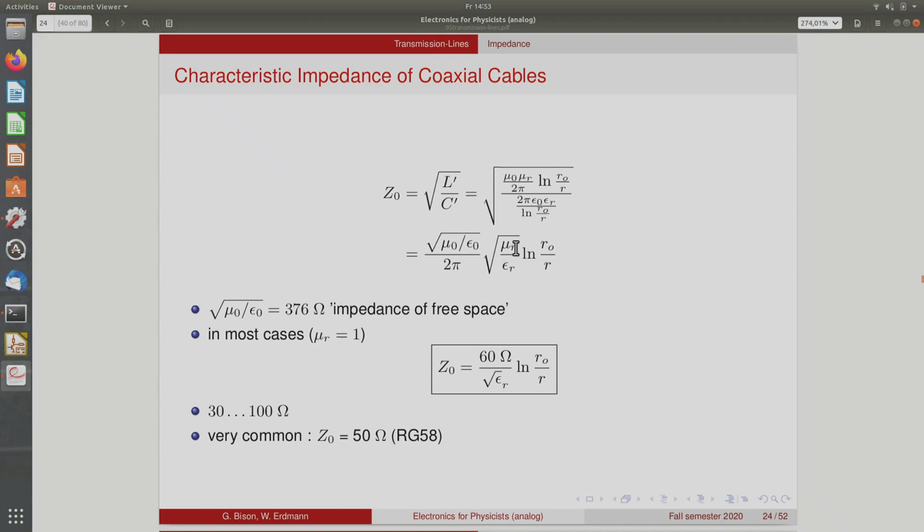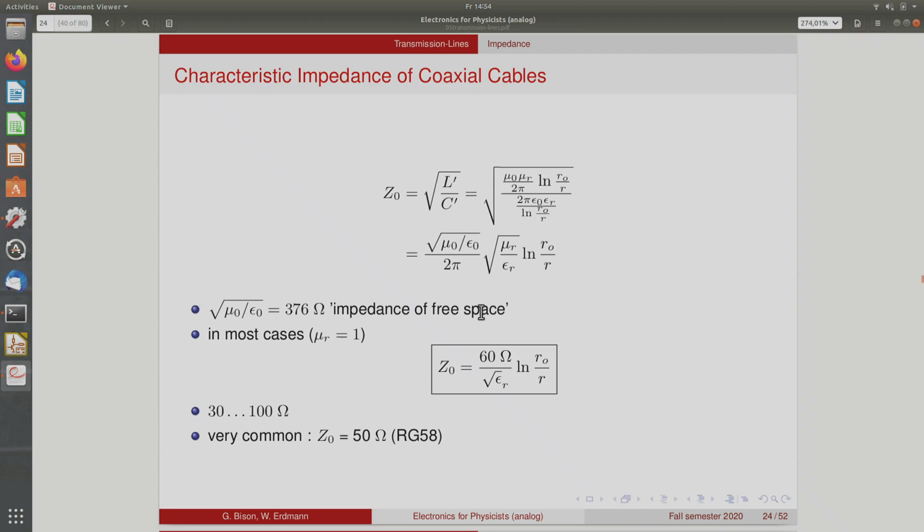In most cases we have mu r equal to 1, so we can neglect it, and all we need to consider is 1 over the square root of epsilon r multiplied by the logarithm of the ratio of the radii. Here we have 376 ohm divided by 2 pi, which is roughly 60 ohm. So the rule of thumb for the impedance of such a cable is 60 ohm divided by the square root of the relative dielectric constant, multiplied by the log of the ratio of outer and inner radii. You can affect it with the geometry, but typically it comes out somewhere between 30 and 100 ohms.